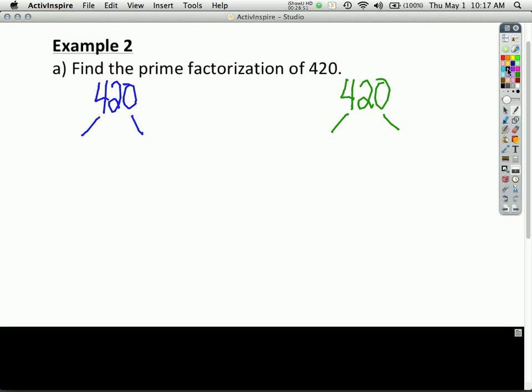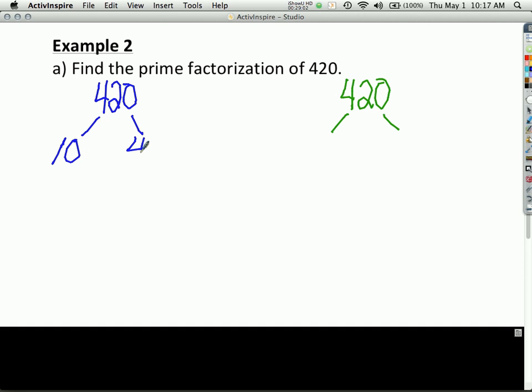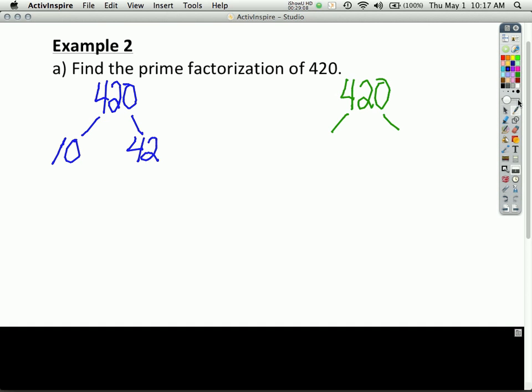I need a factor pair for 420. A factor pair. Adriana? That would have been the one that popped in my mind first. 10 times 42. Very good. Now I need another factor pair for 42. It must be different, a different factor pair. Nolly?